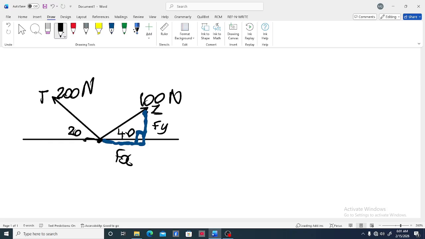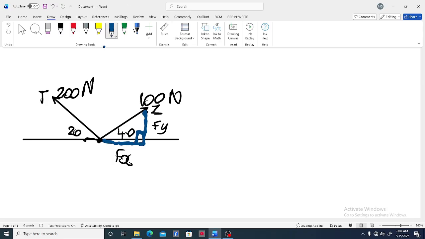As you can see there, you can form a right angle triangle. After forming a right angle triangle, the opposite side will be your vertical component, and the adjacent side will be your horizontal component, right?